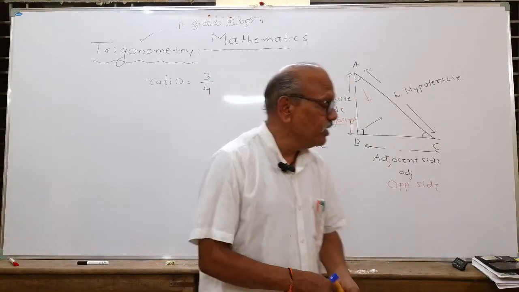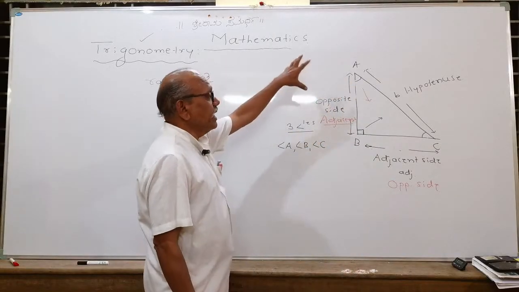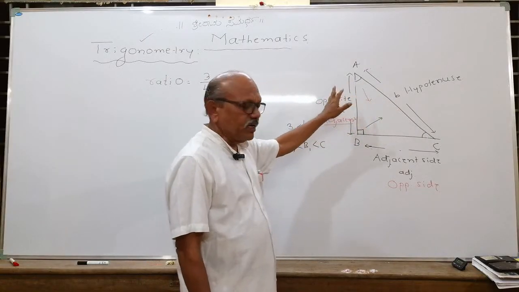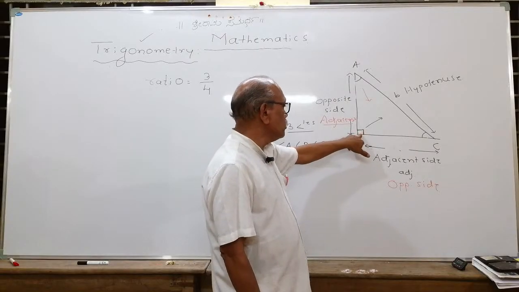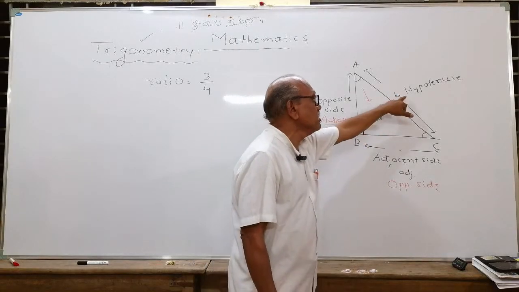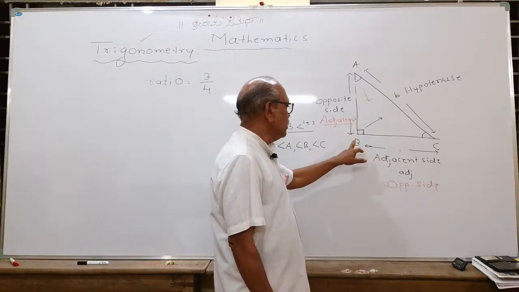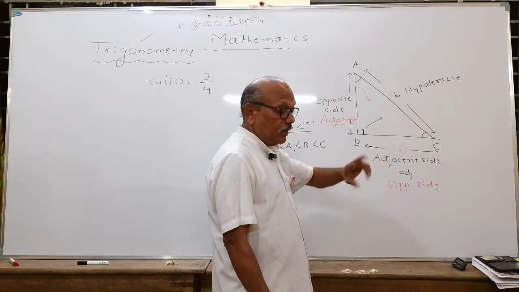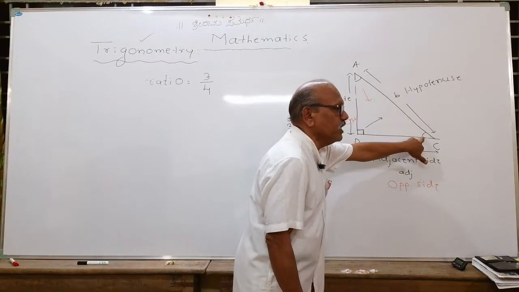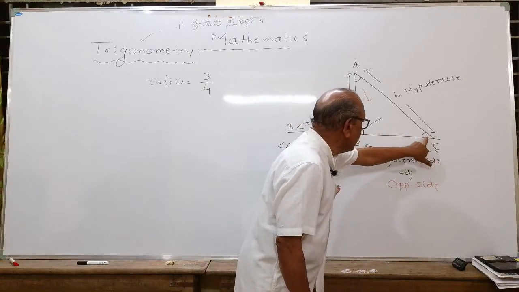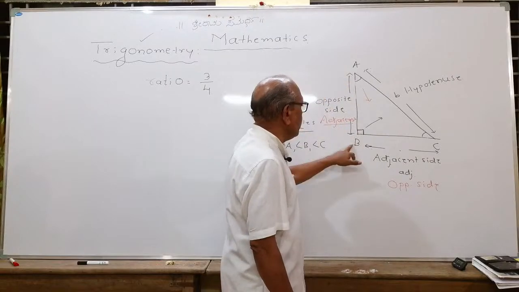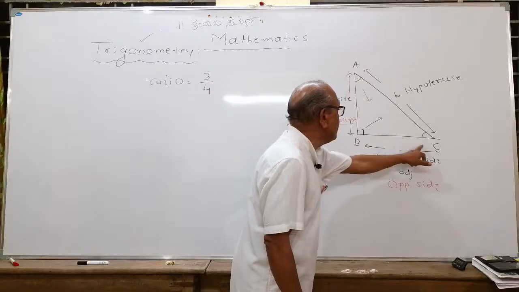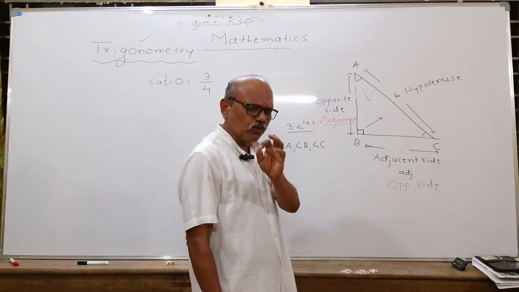Let us continue. We said that in a right angle triangle, there are three sides and three angles, right? The side opposite to the right angle is called the hypotenuse, and opposite and adjacent sides depend upon which particular angle you are taking. Suppose with respect to angle C, opposite becomes what? AB. With respect to angle A, opposite becomes what? BC. This is the first point you have to note.